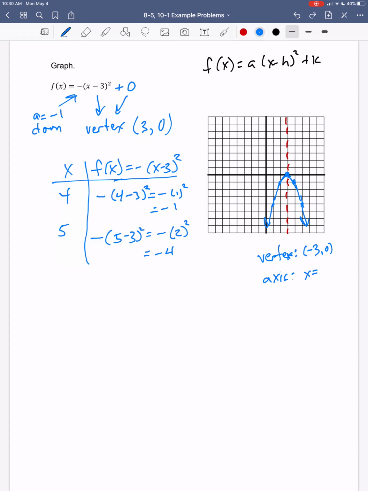Vertex isn't negative 3, 0. What am I doing? Vertex is at positive 3, 0. Sorry. Because it should always line up with my axis, right? Whatever the x coordinate of the vertex is, that's my axis of symmetry, x equals 3.